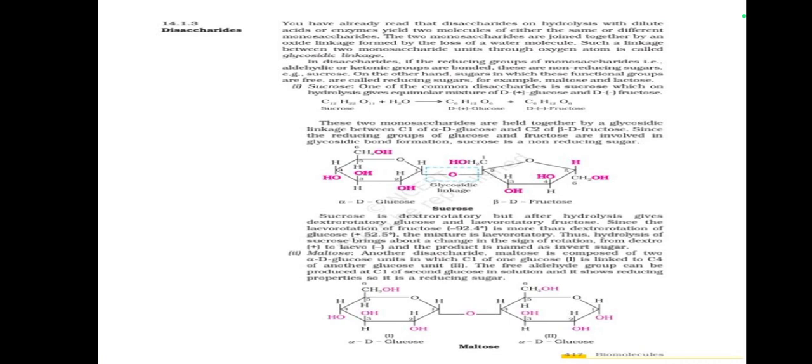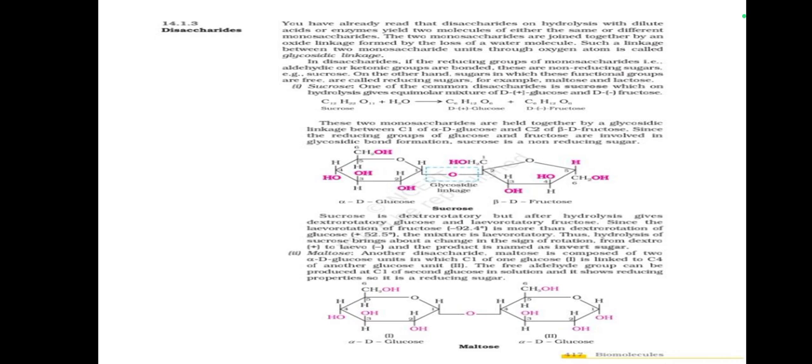Disaccharides. You have already read that disaccharides on hydrolysis with dilute acids or enzymes yield two molecules of either the same or different monosaccharides. The two monosaccharides are joined together by an oxide linkage formed by the loss of a water molecule. Such a linkage between two monosaccharide units through an oxygen atom is called a glycosidic linkage.